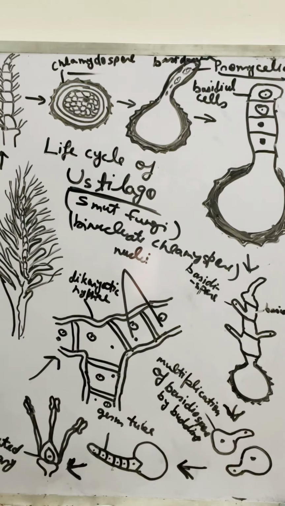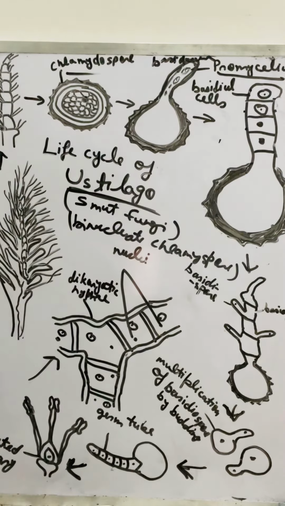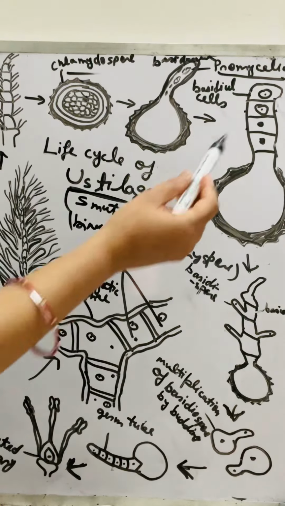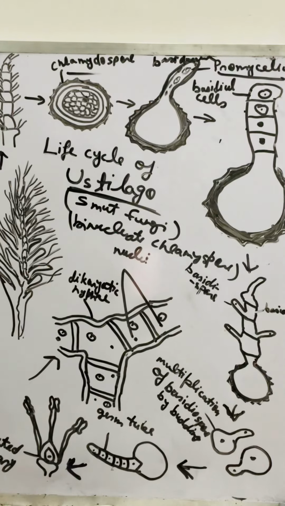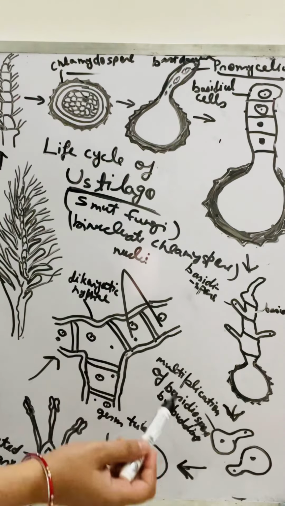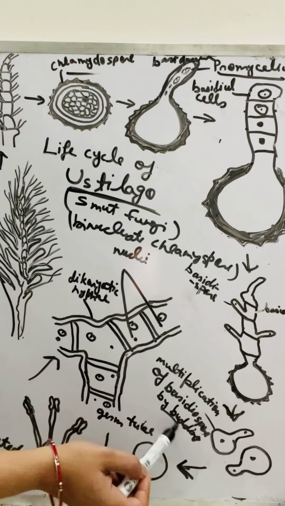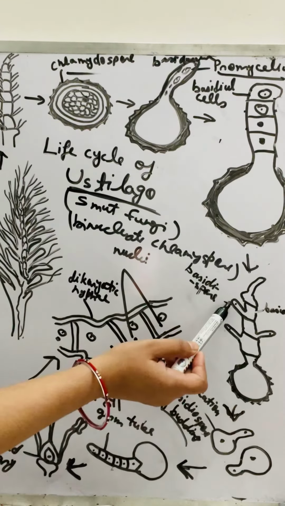In this stage, the diploid nucleus of the chlamydospore undergoes reduction division and forms 4 haploid nuclei, which give 4 haploid basidium cells. Each haploid cell has a single nucleus, and then the cell divides into 2 daughter cells. The basidiospores multiply by the process of budding. This process is called budding.